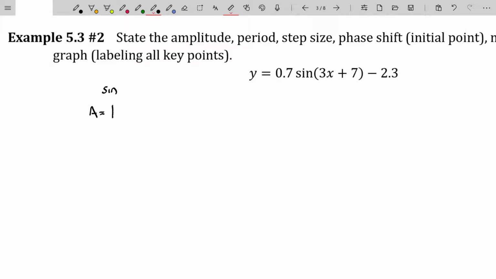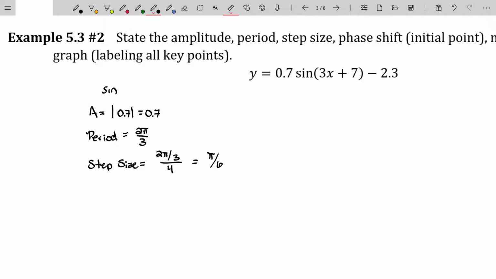So anyhow, we know it's a sine function. Its amplitude is the absolute value of 0.7, which is 0.7. The period is 2 pi over b. That's 2 pi over 3. The step size is the period over 4. So that's 2 pi over 3 over 4. Which would be pi over 6, I think.